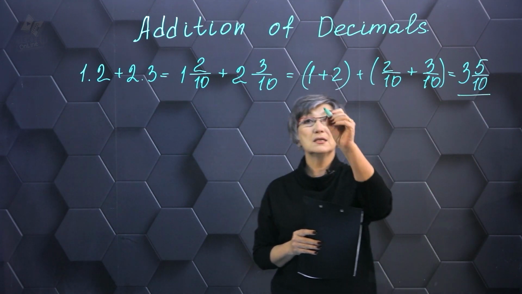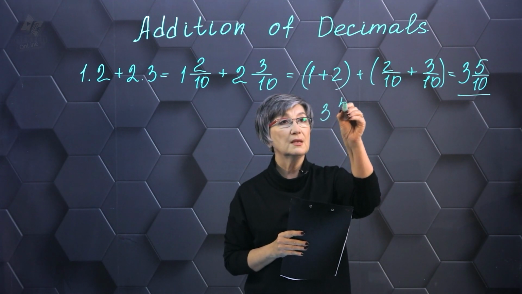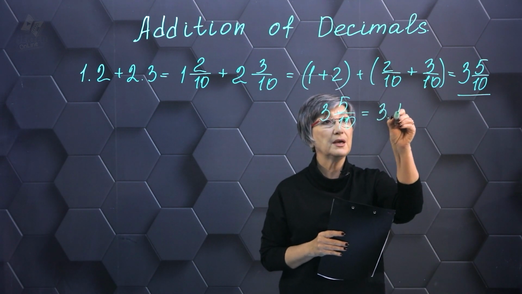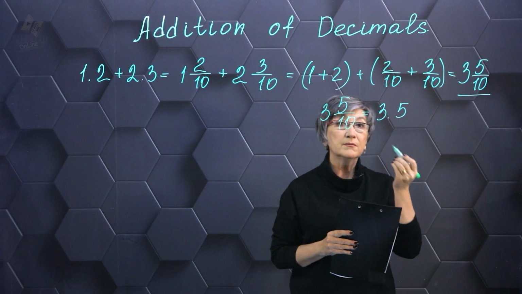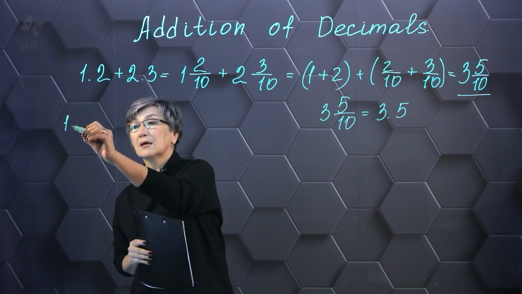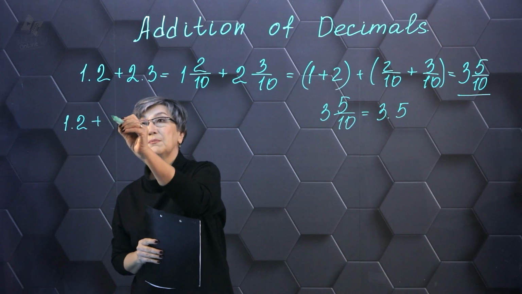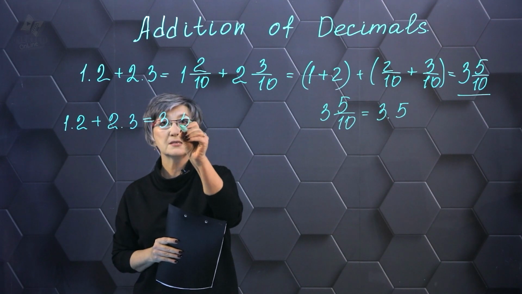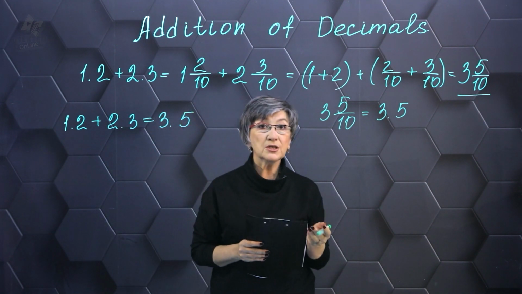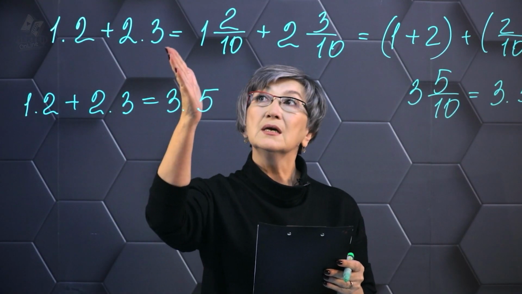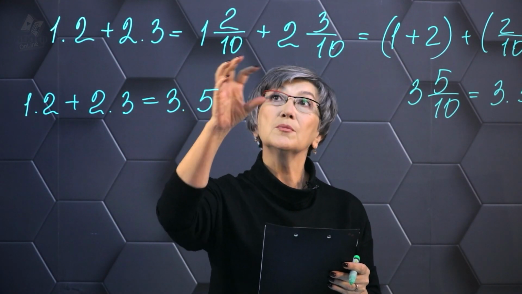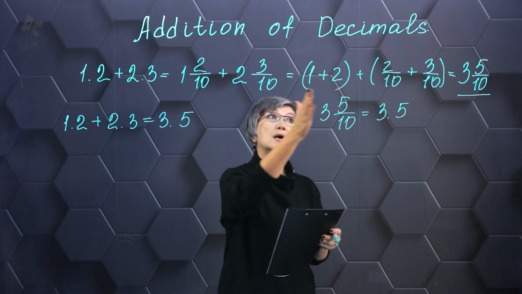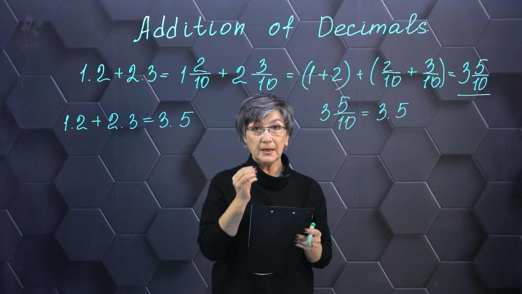And 3 and 5 tenths I can write down as a decimal fraction, which is 3.5. In this case, it turns out that if I add 1.2 to 2.3, I get 3.5. We've added up these fractions. However, when decimal fractions are added using ordinary fractions, particularly mixed numbers, the algorithm becomes excessively lengthy. This is the exact reason why the process is considerably time-consuming.